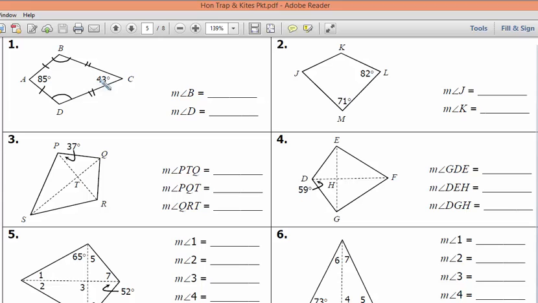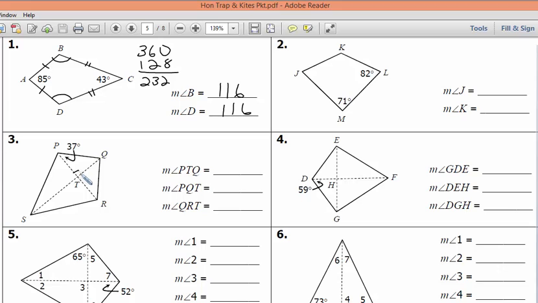It's a quadrilateral, so the sum of all of my angles will be 360. If I add 85 and 43, I have 128. If I subtract that from 360, it means I have 232 degrees left. If I then divide that by 2, each of these angles will measure 116. All right, number 4, all we did now is draw our diagonals in.